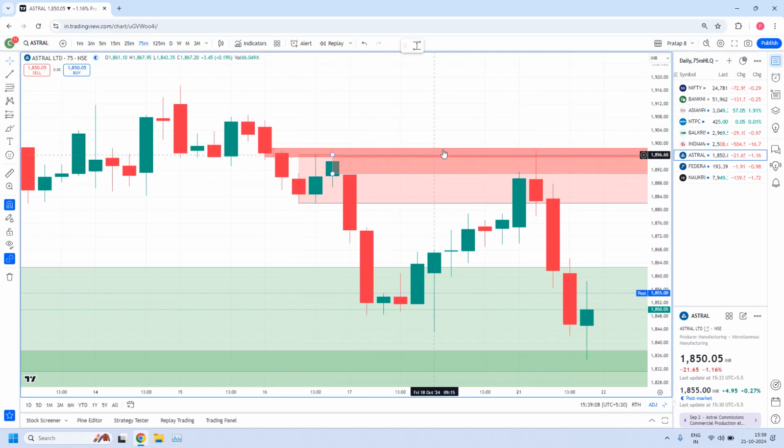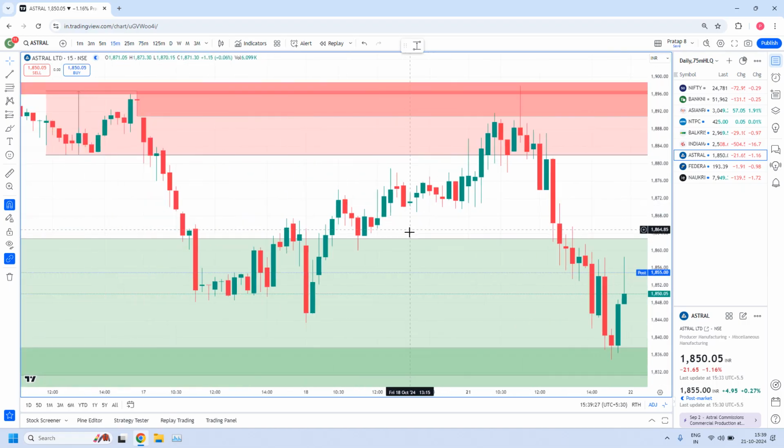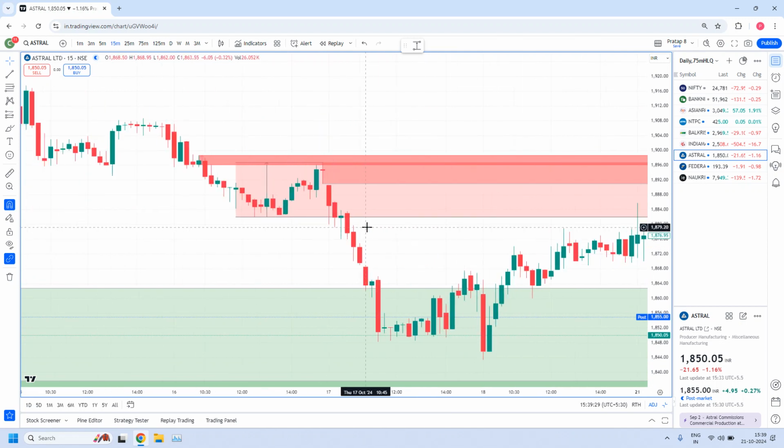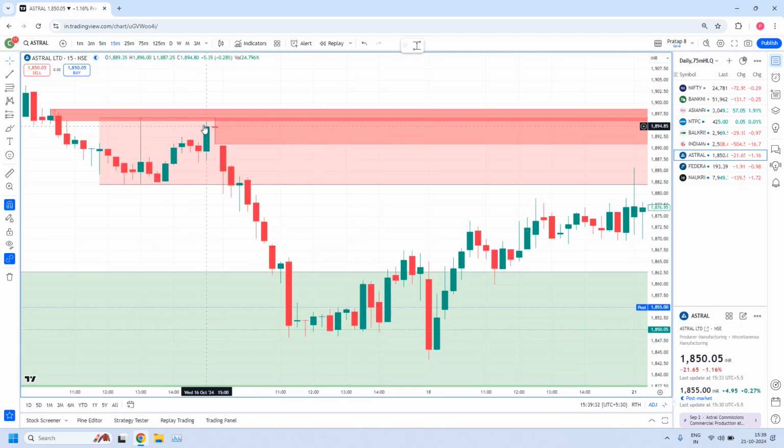The first one is Astral. Astral is a 75 minutes high liquidity zone identified by our NeoStock software. This is a drop, 3 base candles and a drop. This is the zone identified by our software. And this 75 minute zone is fine tuned with the 15 minutes time frame. Here you have a 15 minute zone, you have a rally, base, drop. This is the 15 minute zone.